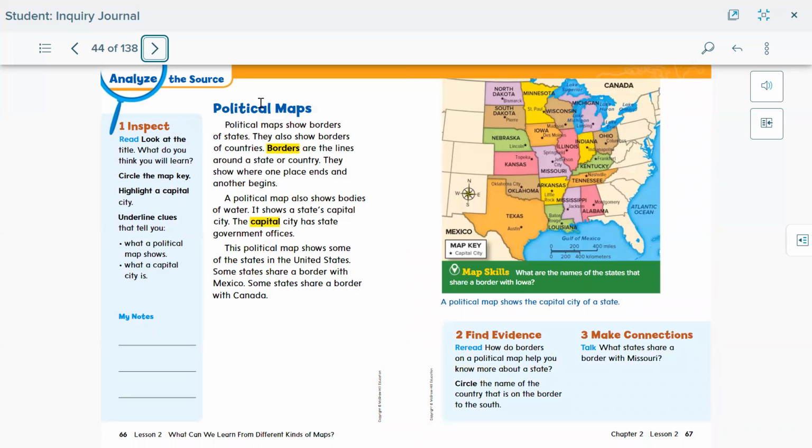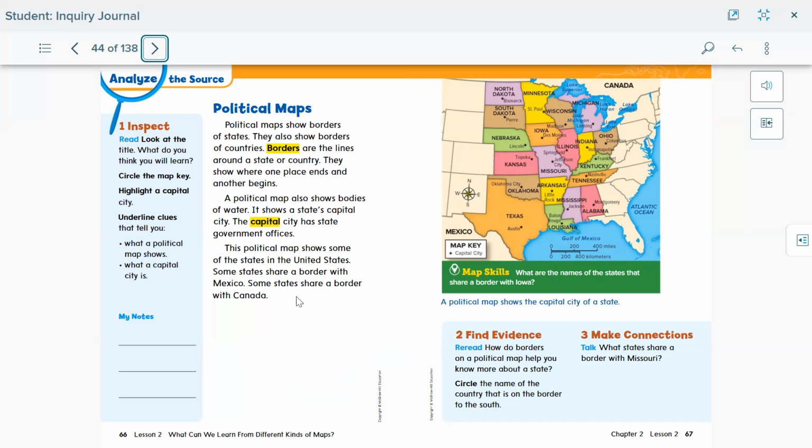Political maps. Political maps show borders of states. They also show borders of countries. Borders are the lines around the state or country. They show where one place ends and another begins. A political map also shows bodies of water. It shows the state's capital cities. The capital city has state government offices. This political map shows some of the states in the United States.